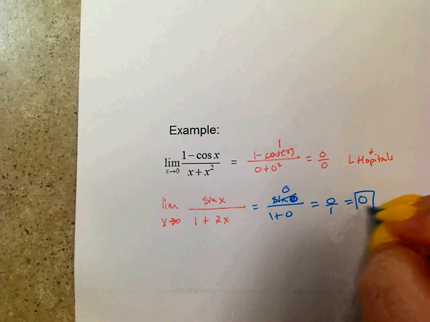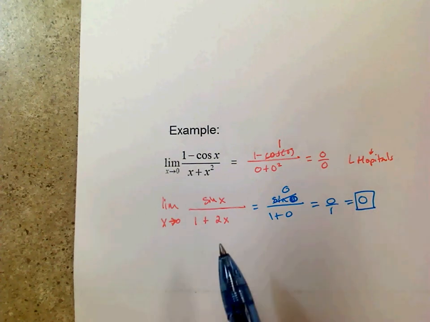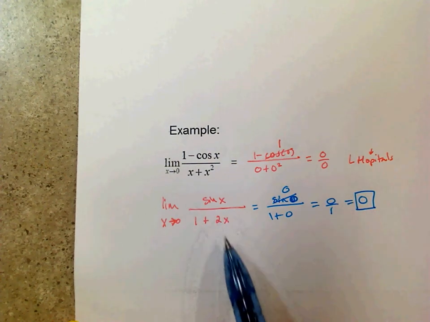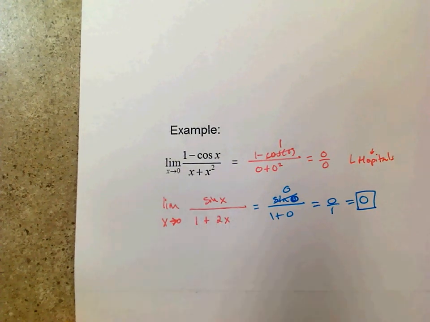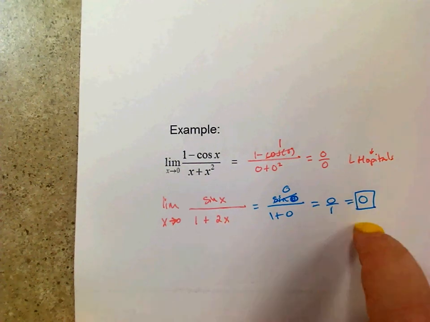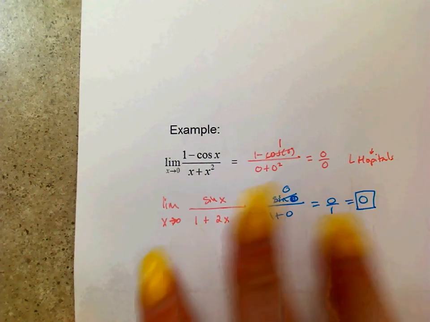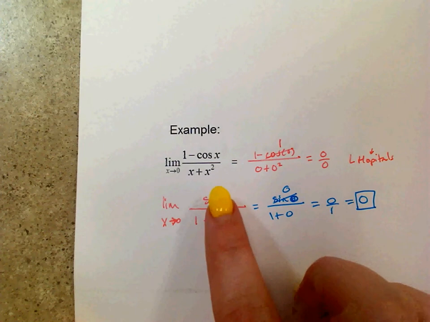Now here's the thing. If I kept going, if I took the derivative of this again, I would get cosine, that would go away, and that would be 2. So cosine of 0 is 1. My answer would be 1/2. But that is not the answer. The answer is 0. Okay? That's the only way that I can work this problem. I can't algebraically maneuver this until I can simplify it.